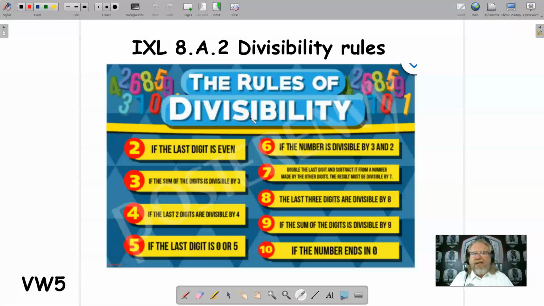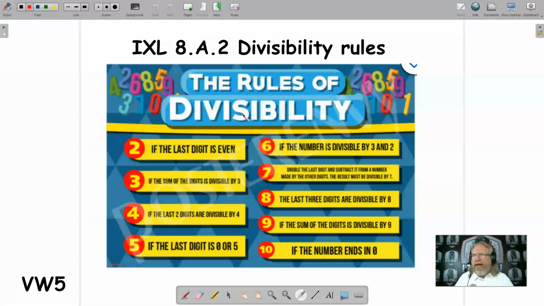So, rules of divisibility, what are they and why do we need to know them? Well, we say that a number is divisible if you can divide it by another whole number. That means a non-decimal number, right? And so why do you need to know this?